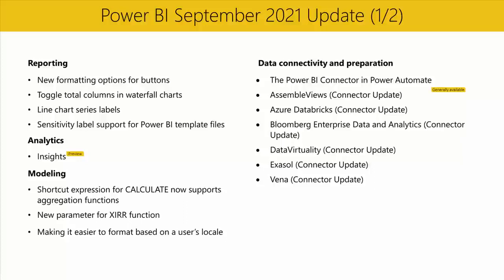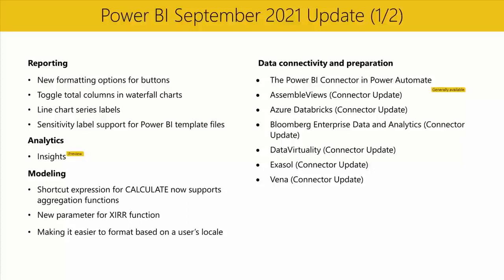We've also added a new parameter to the XIRR function for some situations where it is unable to find a solution and returns an error. This new parameter enables you to specify an alternate result to return instead of an error whenever the XIRR function cannot find a solution.